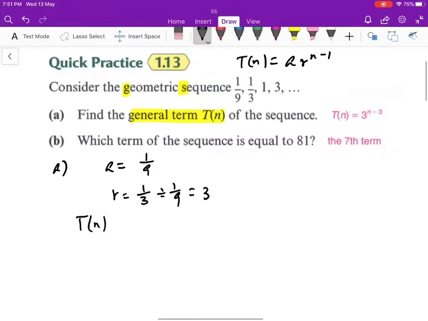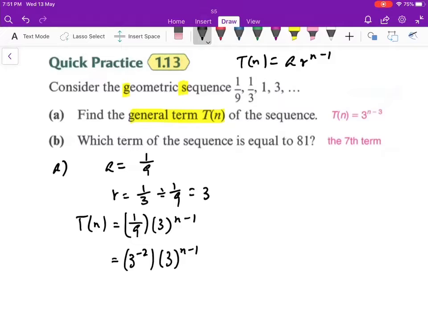So we go to the Tn. Tn is 1 over 9 times 3 to the power n minus 1. Do remember in the previous video I told you we need a simplified answer. So 1 over 9 actually is 3 to the power negative 2, times 3 to the power n minus 1. By the formula we learned in junior form, a^m times a^n equals a^(m+n). Using this one, we get the final answer. Adding together, it will be 3 to the power n minus 3. So this is your general term.